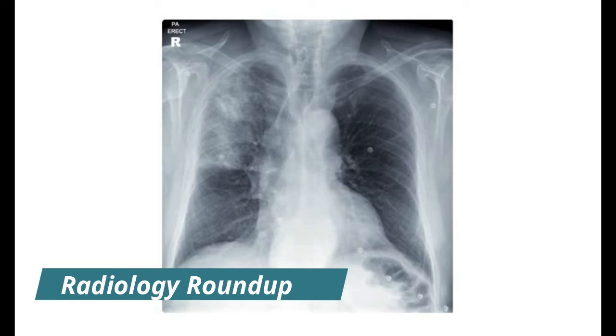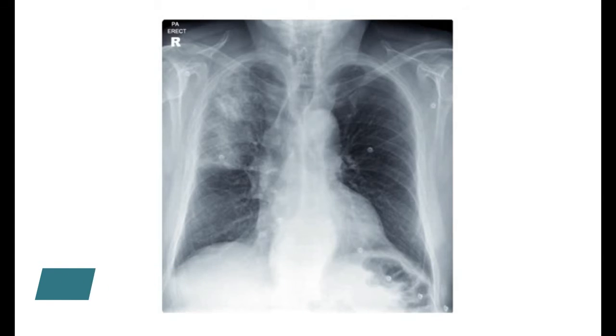On examination, he has saturations of 89% in air and is febrile with a temperature of 38.8 degrees Celsius. There is dullness to percussion and coarse crackles in the right upper zone. A chest X-ray is performed to assess for possible pneumonia or collapse. This is the chest radiograph.